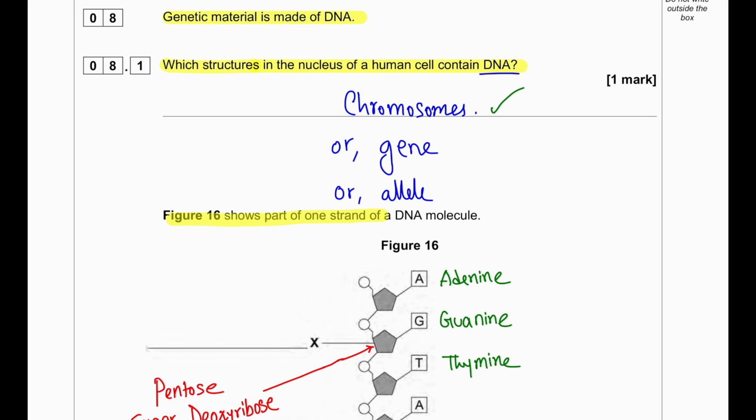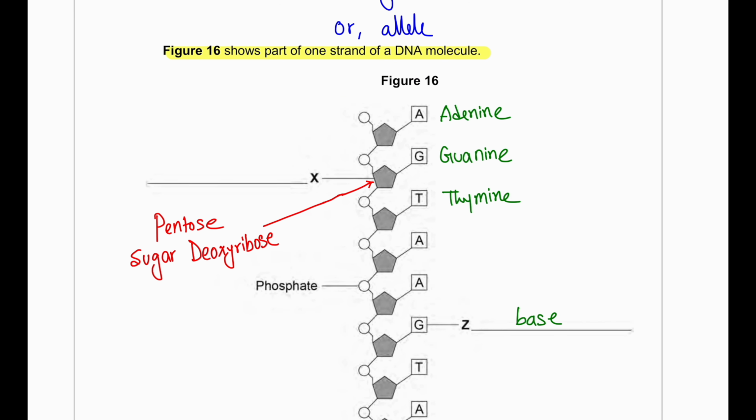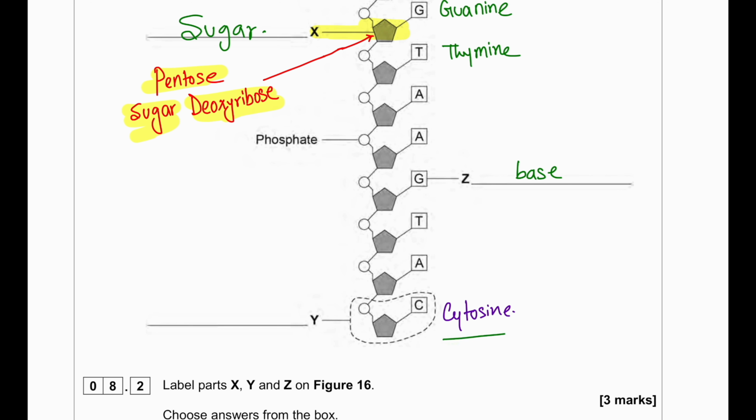Figure 16 shows part of the strand of a DNA molecule. We can see the part labeled X is a pentose sugar, so it must be deoxyribose because it's from DNA. We'll just have to write sugar to get the mark. The part labeled Y is the cytosine nucleotide, so we'll have to write nucleotide. And the part labeled Z is base.